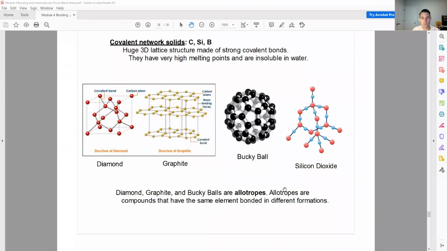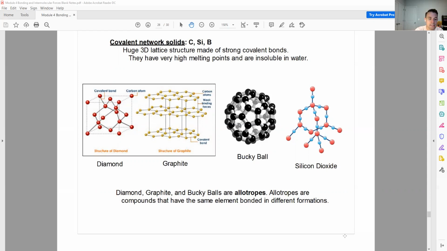The next thing is just going to be a vocabulary term. A covalent network solid is basically covalent bonds that have a lattice structure. So we know lattice structures are for ionic compounds. You looked at that in the first lesson in this module. Covalent network solids, carbon, silicon, boron, they're the ones that like to do this, form these huge lattice structures. So it's a huge 3D lattice structure made up of strong covalent bonds. They have high melting points and are insoluble in water.